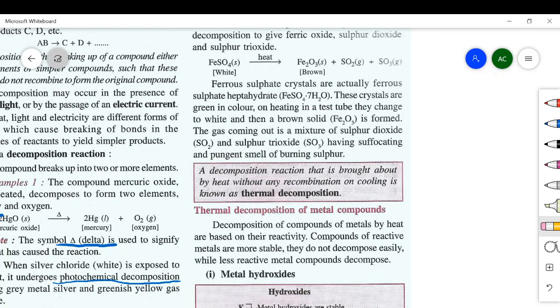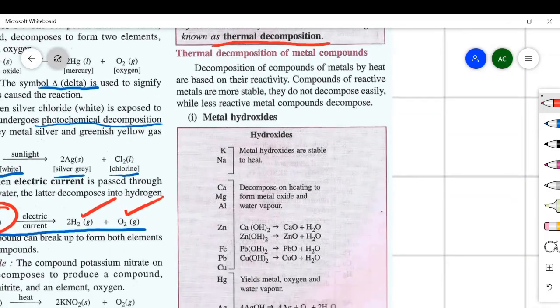A decomposition reaction that is brought about by heat, without any recombination on cooling. If it recombines on cooling, what would it be? It would be a physical change, not a chemical change. So if you heat something and it breaks down, but on cooling it does not join back again and stays in the same state, then this is known as thermal decomposition. That means breaking down in the presence of heat. Thermal decomposition of metal compounds, this you have to learn.